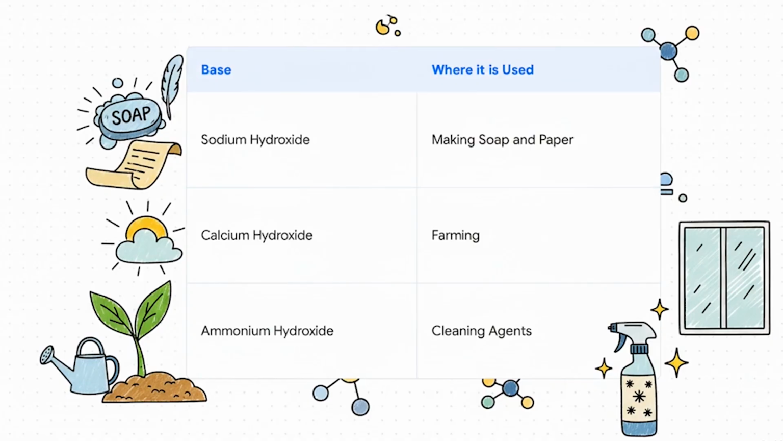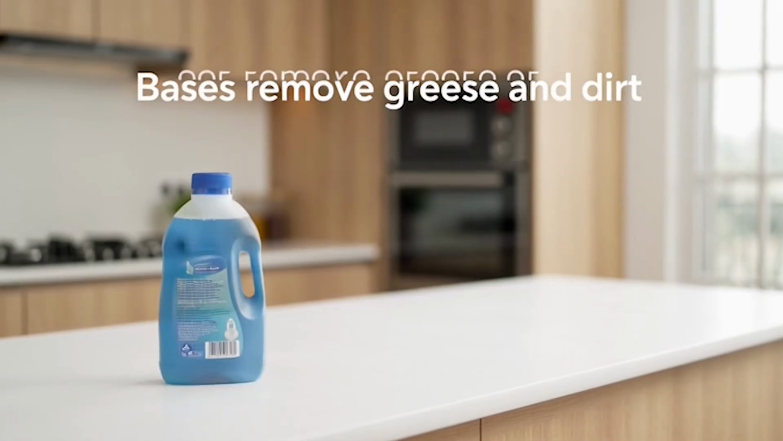Then there's calcium hydroxide, which is so important for farming, and we'll talk more about that one in just a moment. And lastly, there's ammonium hydroxide. This is the stuff that gives many cleaning agents their power to cut through dirt and make our windows sparkle.